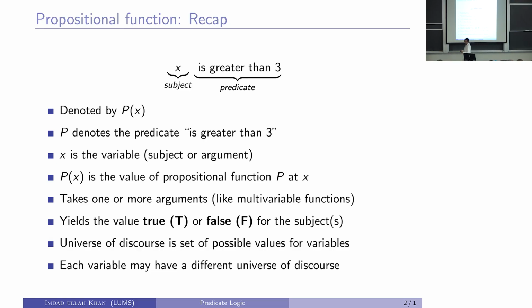So, okay, x is greater than 3. Being greater than 3 is a property of the predicate. X is the subject, or the variable, or the argument of this thing. We talked about all of this. This is just a quick review.